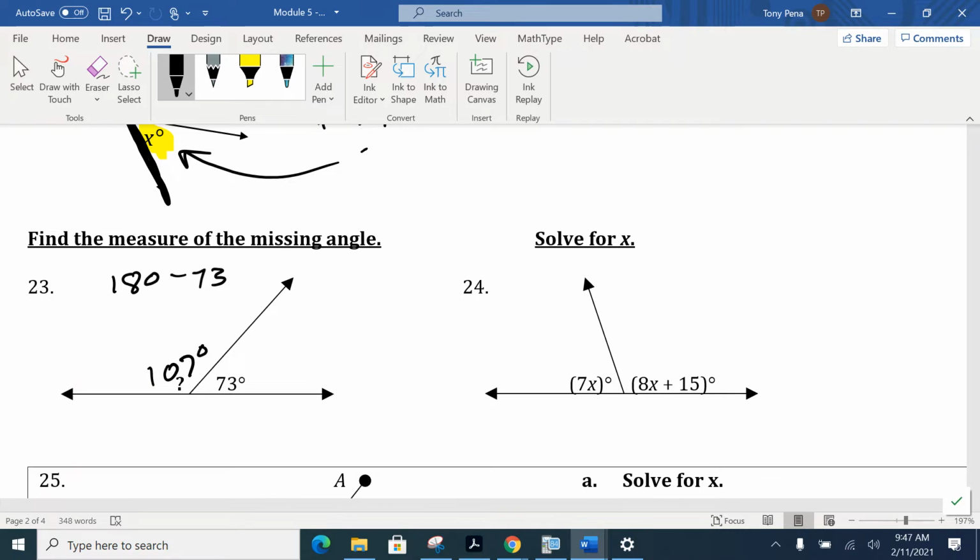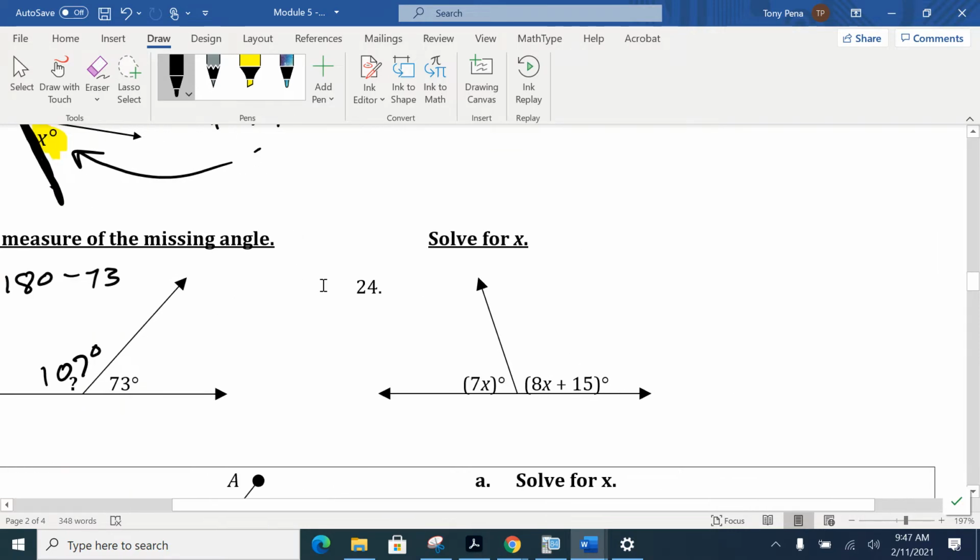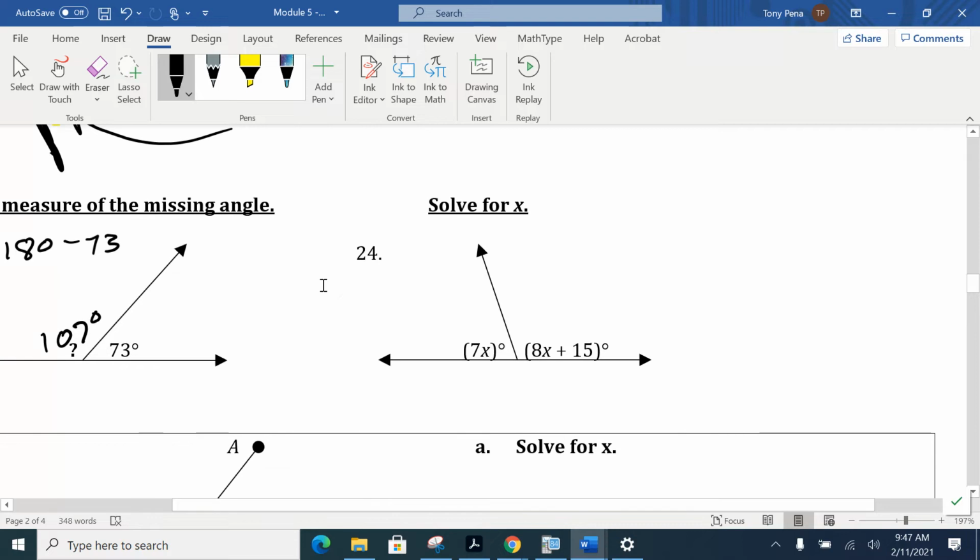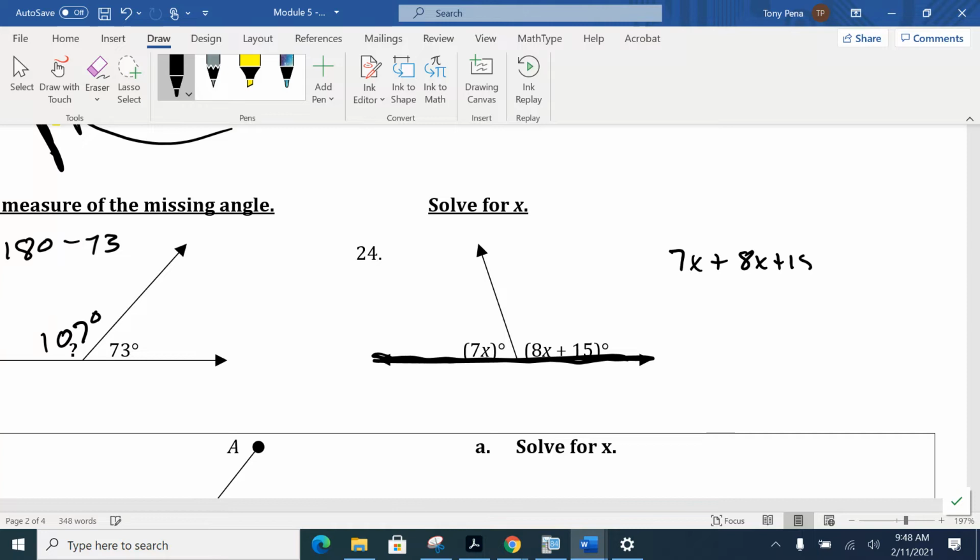Now, as we do the next ones, this requires our equations, the algebra, the solving, that process. But it still boils down to the idea that these two angles form this straight line right here. So when we take 7x and 8x plus 15, those guys now have to add up to give us that 180 degrees overall that we get in a straight line. So we'll do 15x plus 15.